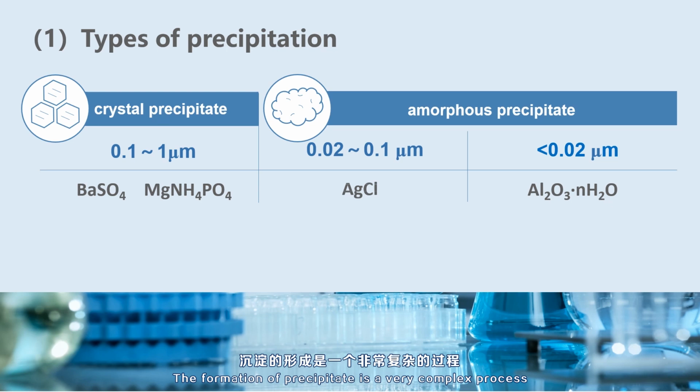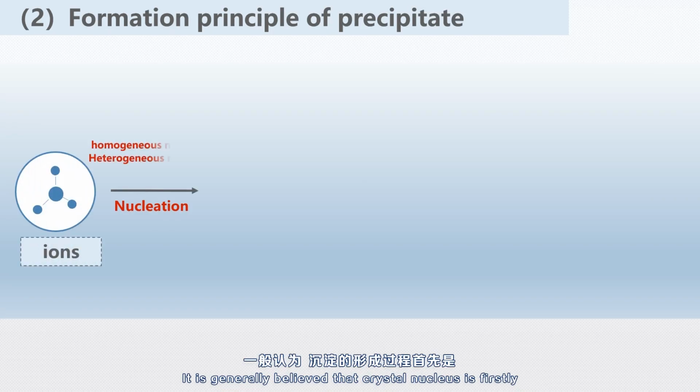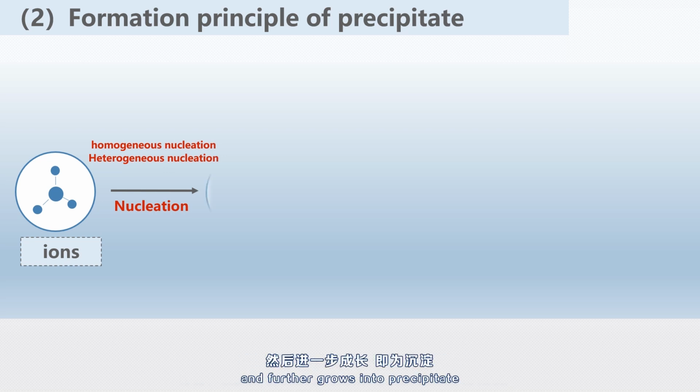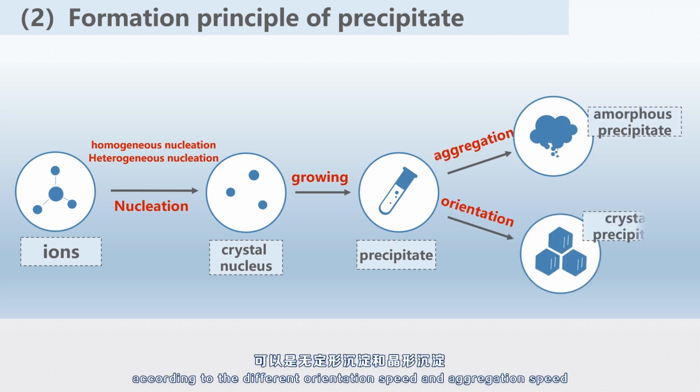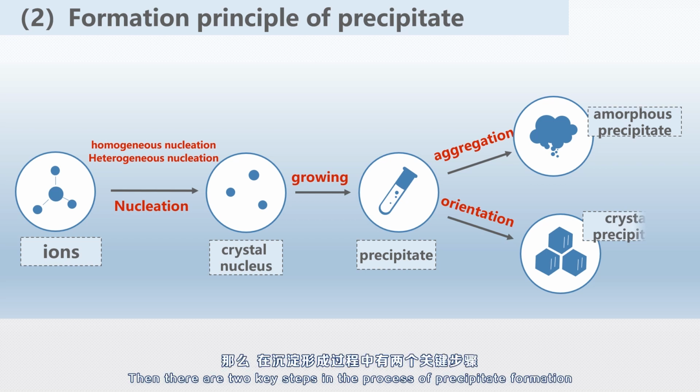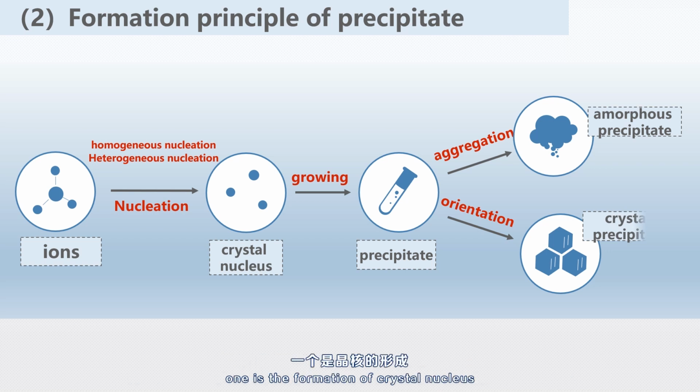The formation of precipitate is a very complex process, and there's no mature theory at present. It is generally believed that crystal nucleus is firstly formed in a supersaturated solution and further grows into precipitate. Precipitate can be amorphous precipitate or crystal precipitate according to the different orientation speed and aggregation speed. Then, there are two key steps in the process of precipitation formation. One is the formation of crystal nucleus, and the other is the growth of the crystal nucleus.